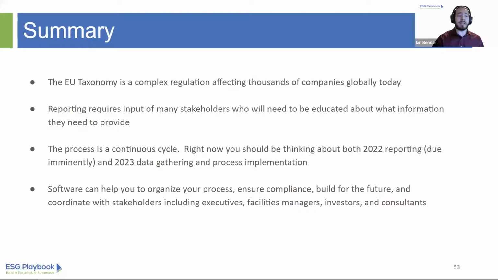This report currently affects thousands of companies globally. The data needed is gathered from all forms of stakeholders, and each stakeholder needs to be educated on the requirements to provide the proper information for the reporting. And also by the taxonomy's nature, this is a continuous process that is constantly evolving. Reporting on 2022's data is a priority for this year, but that also means collecting data in 2023 for reporting in 2024 is probably even more important.